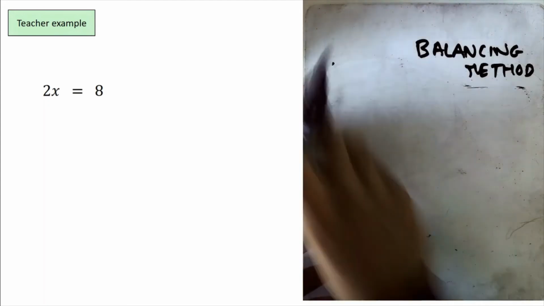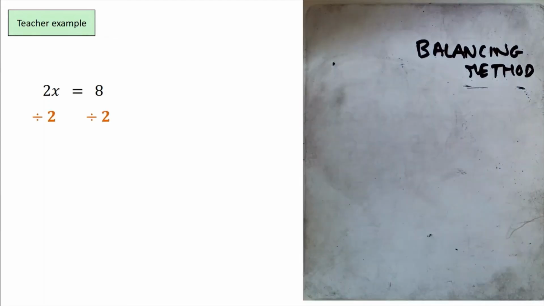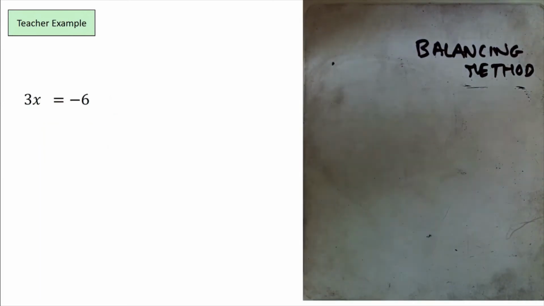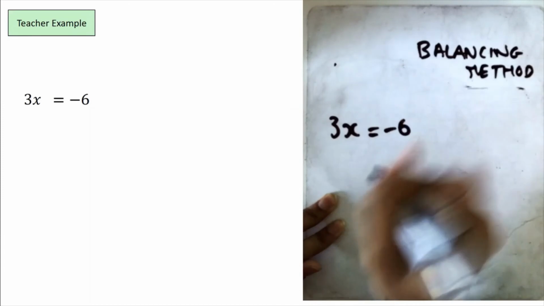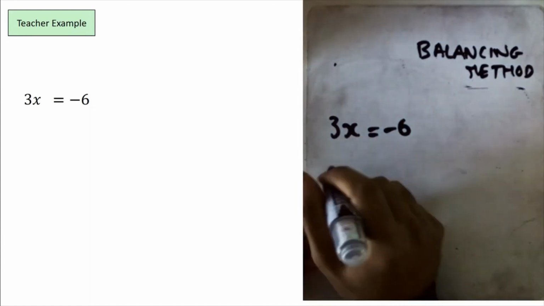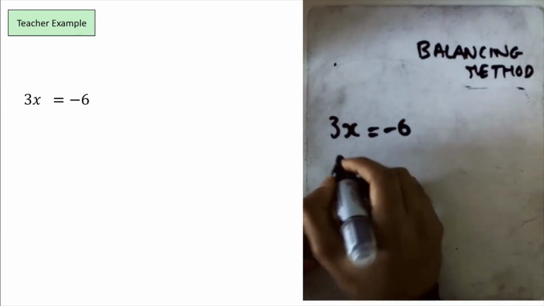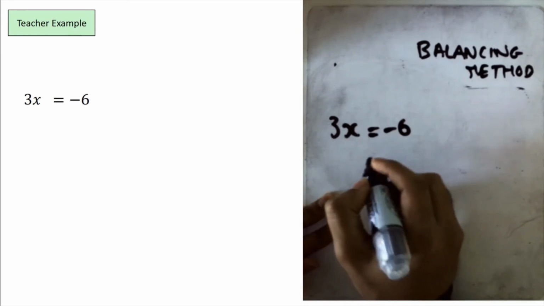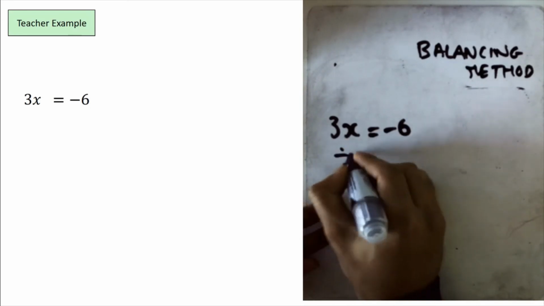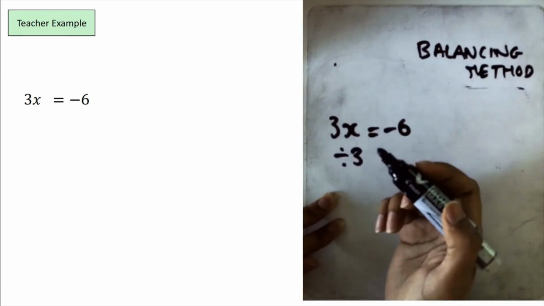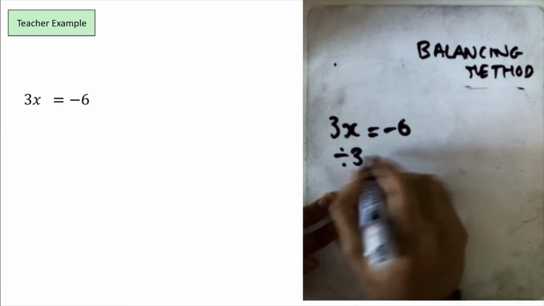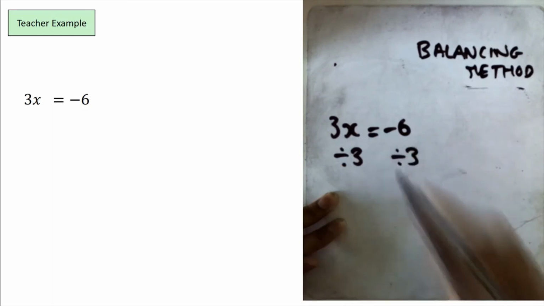One last example, guys, and I think this one will have some negatives involved for you guys. Yes, we have 3x is equal to negative 6. If you have 3x is equal to negative 6, remember this is 3 times x. What is the opposite of timesing? Dividing. And what are we dividing by? 3, because 3 lots of x, we want just 1 lot of x, so let's divide it by 3. Do that on one side, you have to do it on the other.